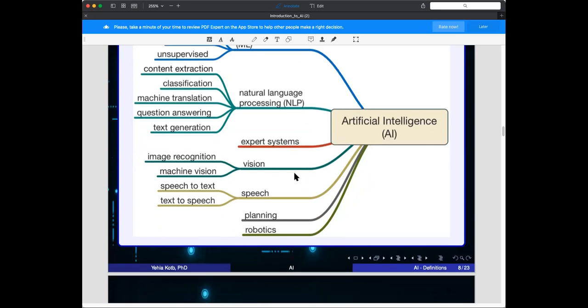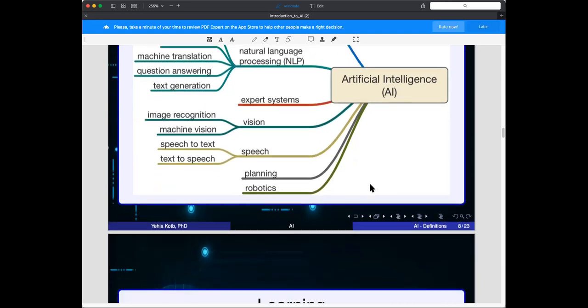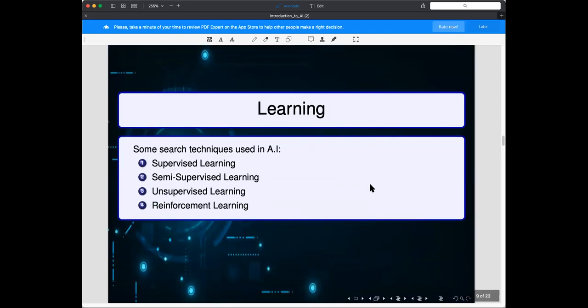Like vision, we have speech, but in speech, we have speech to text and text to speech. And I think all of us know that those two are now being used in phones. That's now very, very common. Planning and robotics are also different fields of artificial intelligence, okay?